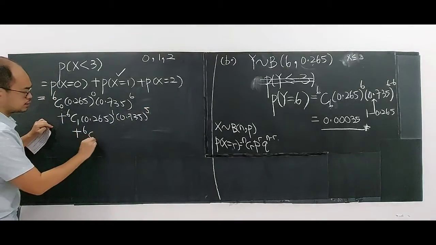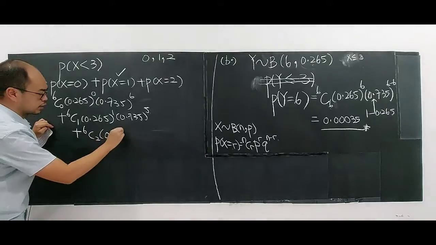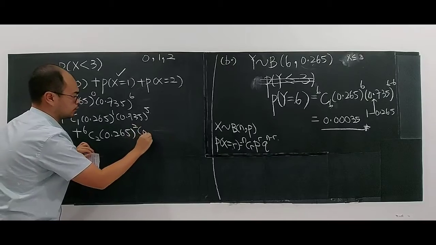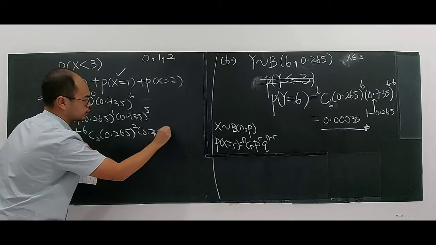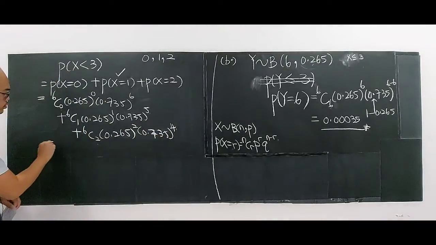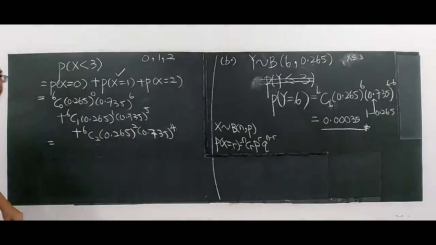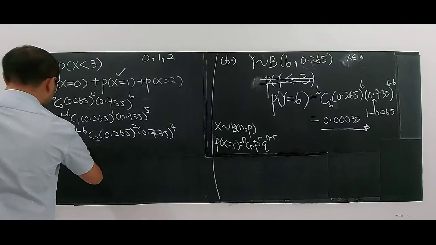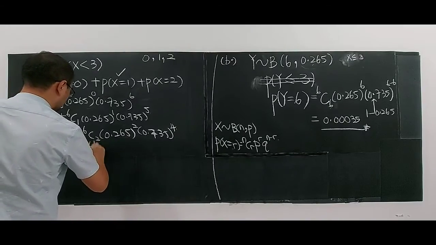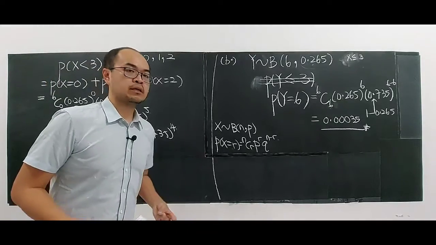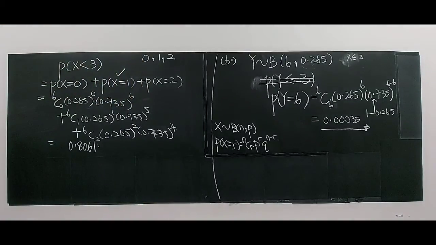Later on, plus 6C2. Okay, hardworking is needed here, right? So it's 0.735 to the power of 4. How to get 4? 6 minus 2, 4. So if you're using a calculator, adding one by one, keying in everything, you are getting the value of 0.8061. Alright, this is the question where you take some time to understand it. Okay, try to understand it. So that's all for this video.